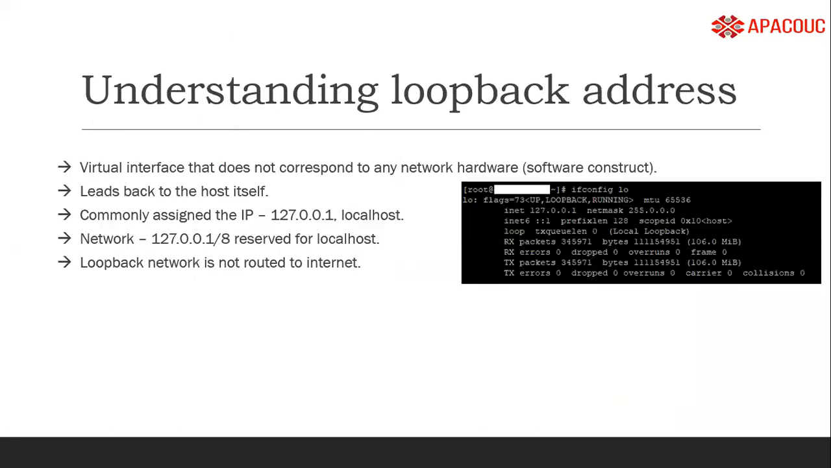Let's understand what a loopback address is before we get into a few more scenarios on where and how we are going to use the Bastion server. A loopback address is nothing but a virtual interface. It is a software construct. It does not correspond to any network hardware. It leads back to the host itself. The commonly assigned IP here is 127.0.0.1. The loopback address is not routed to the internet. This is the most important point we need to understand.